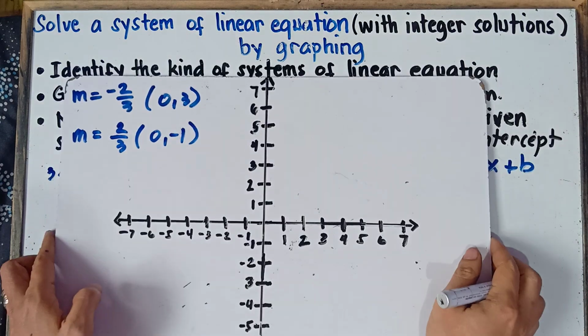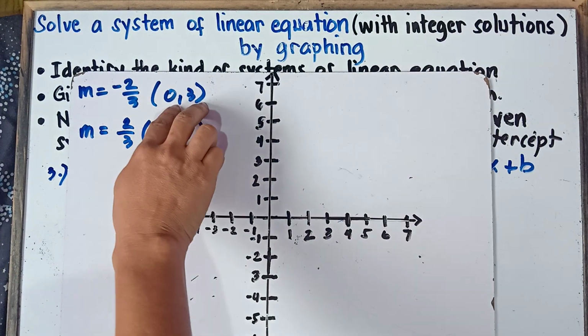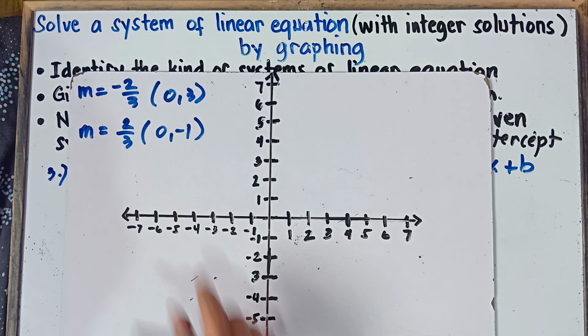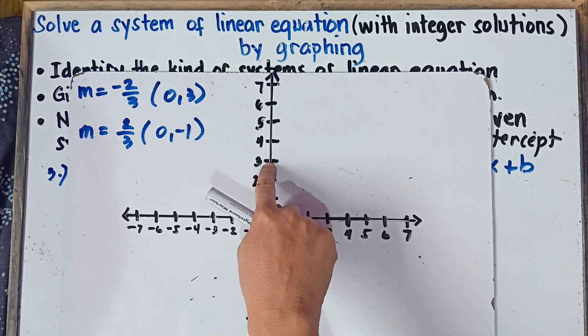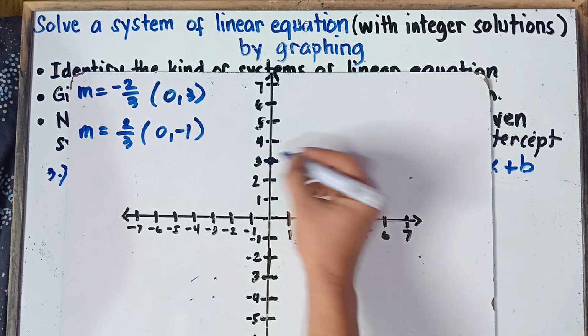So how will you plot this one on the Cartesian plane? You start with the ordered pair. So we have 0 and then 3. Where is that, class? X is 0, and then y is positive 3. This one right here, class. So x is 0 and y is positive 3. This will be our first point.